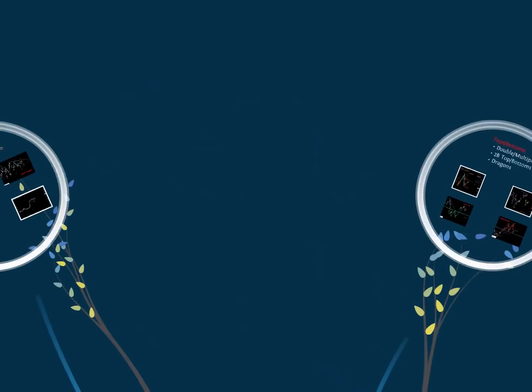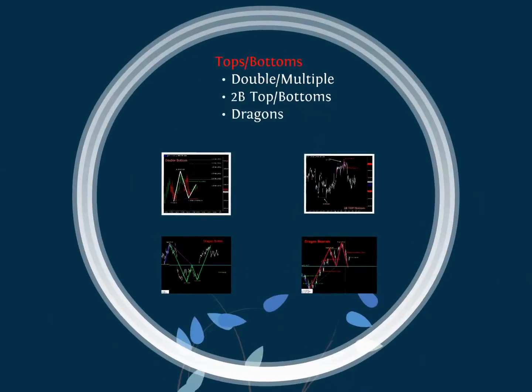And the next, I just wanted to show you, these are all part of it. This is the tops and bottoms, this is double tops and dragons. So again, I use this ABC logic to detect these patterns. The bottom two are actually called dragon patterns, dragon bullish and bearish. And I've written about dragons in my book also.